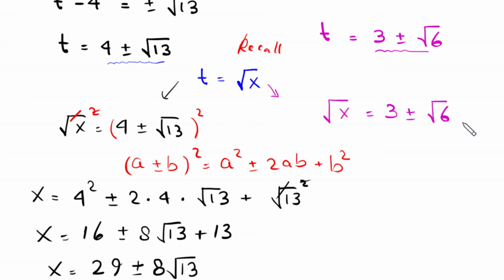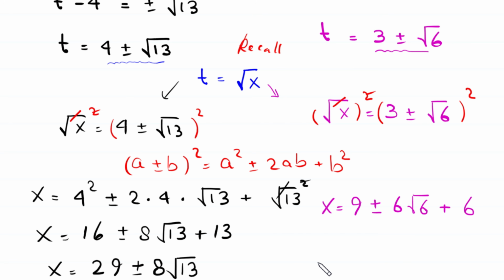Now we take a square of both sides of this equation. So the square will be cancelled out with the square root and this will become x is equal to 3 squared is 9 plus minus 2 times 3, 6 times root 6, and root 6 squared will become 6. Further simplify, this will become x is equal to 9 plus 6, 15 plus minus 6 times root 6.